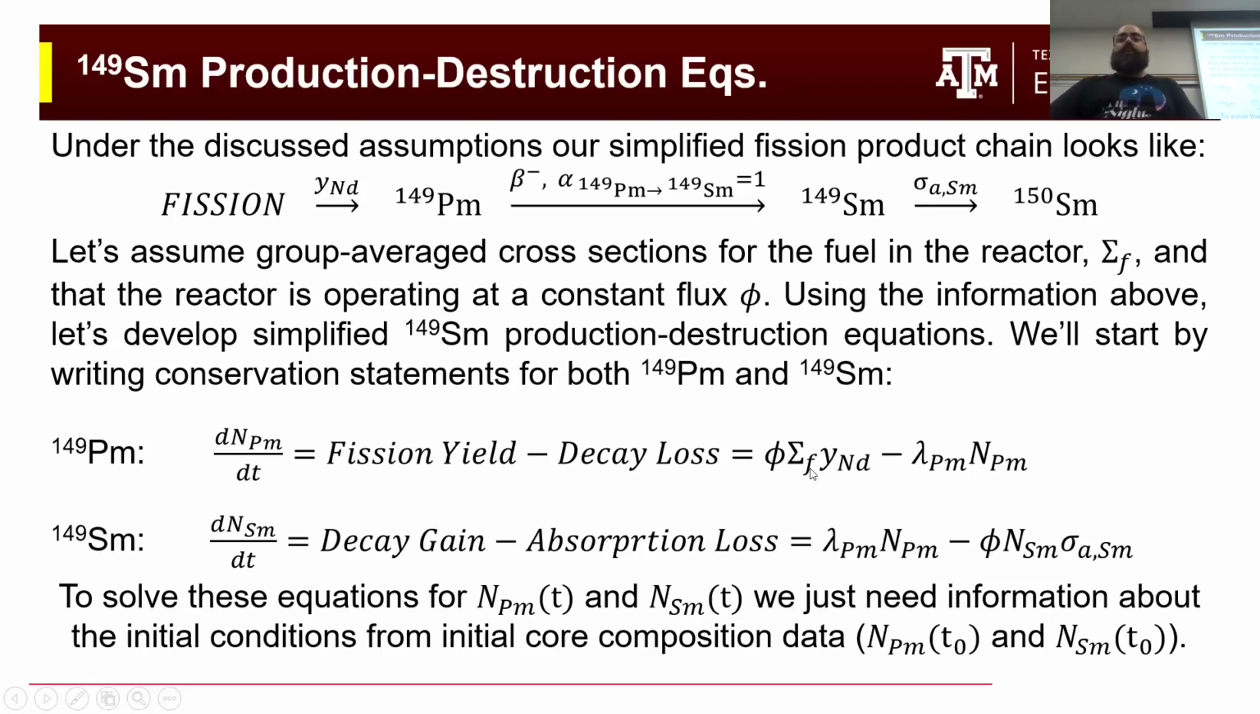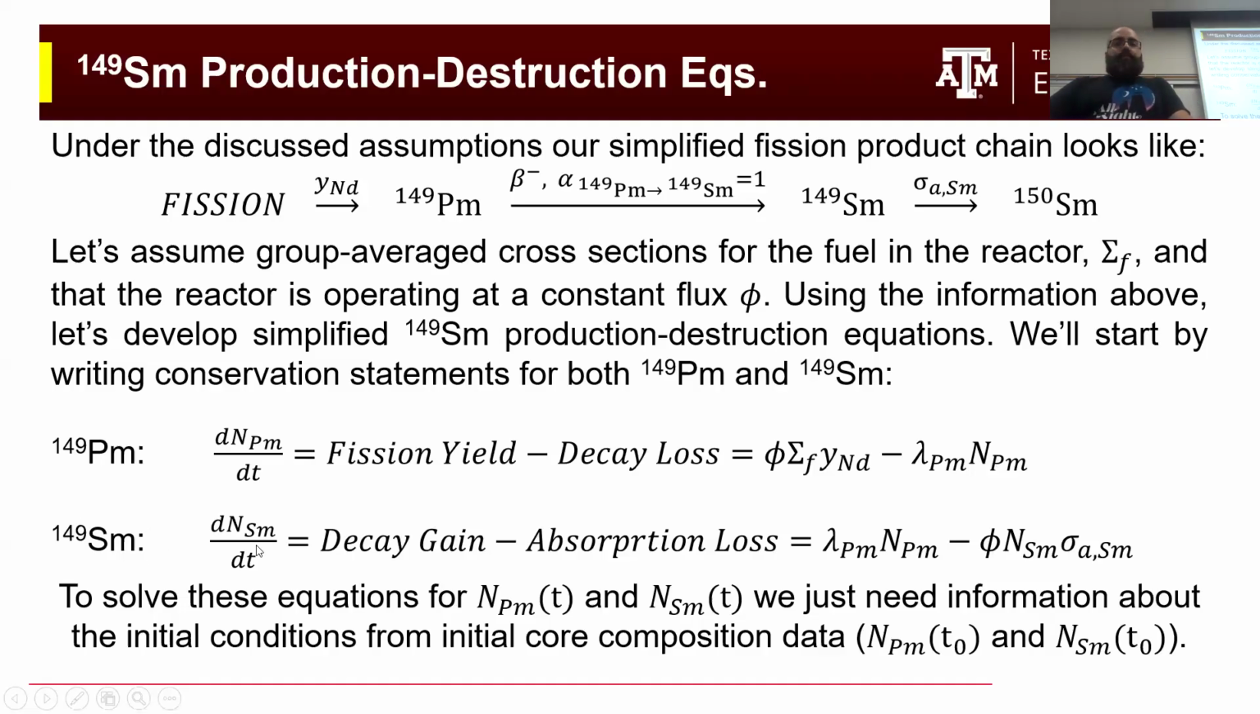That fission production looks like a fission rate density times the yield for neodymium, basically saying every neodymium is going to produce this promethium. So if I know the yield of neodymium, that will eventually lead to the production of the promethium I'm tracking. And then promethium gets lost by beta decay. So this is the decay loss density of my promethium: lambda for promethium times the number density for promethium.